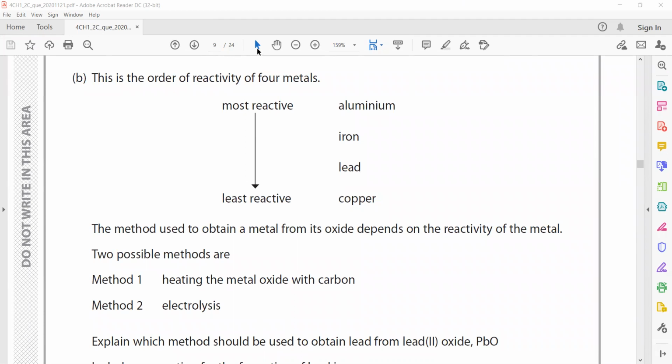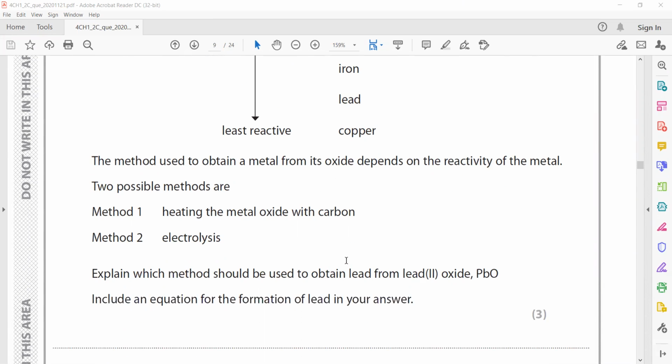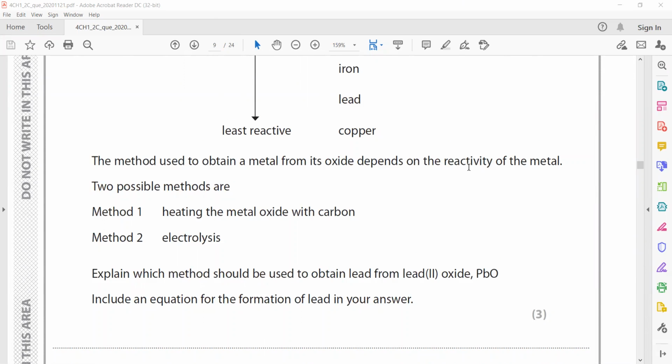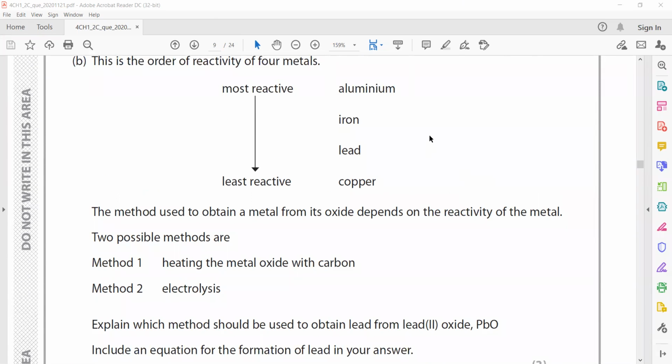This is the order of reactivity: aluminum, iron, lead, and copper. The method used to obtain a metal from its oxide depends on the reactivity. Two possible methods are heating the metal oxide with carbon, or electrolysis. Explain which method should be used to obtain lead. So we check the position of carbon in the reactivity series, and I will write the full reactivity series.